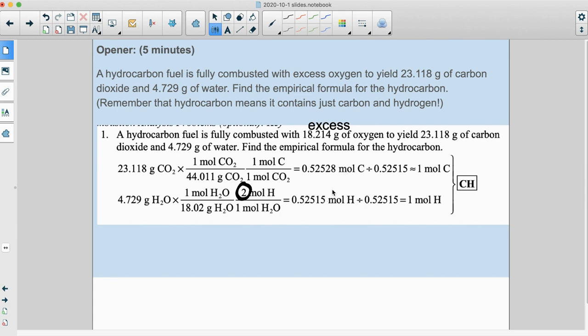So then we get these moles here. We divide by the smaller number of moles. This one is the smaller one. That will give us 1 mole of H and 1 mole of C. So our empirical formula is CH.